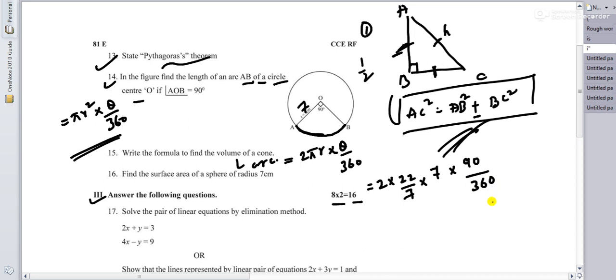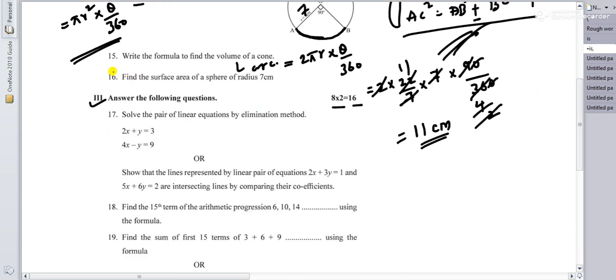On solving, this will get cancelled. 9 fours are 36, and 2 ones are 2, 2 twos are 4, 2 ones are 2, 11s. That's all. The answer is 11. Since they have given the radius in centimeter, this will also be written in centimeter: 11 centimeter. I hope it's clear.